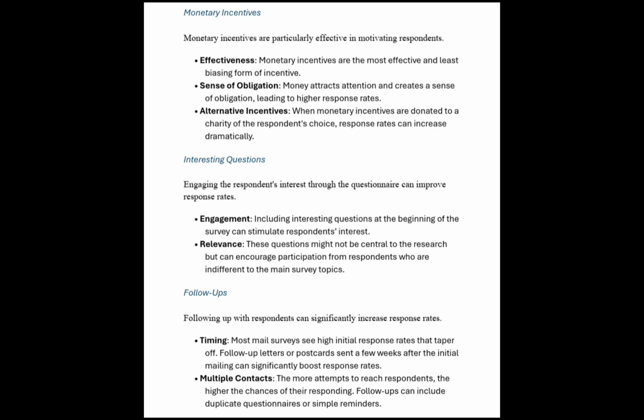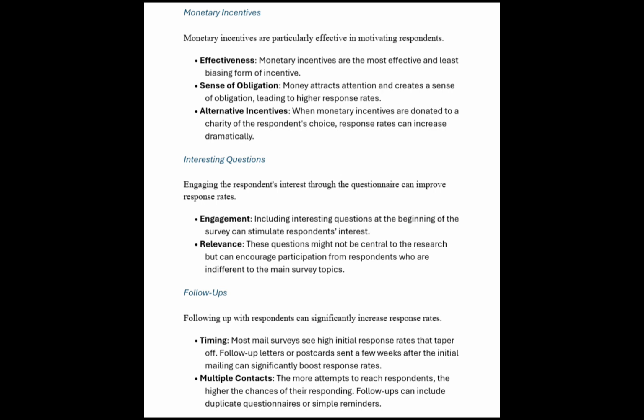Effectiveness. Monetary incentives are the most effective and least biasing form of incentive. Sense of obligation. Money attracts attention and creates a sense of obligation, leading to higher response rates. Alternative incentives. When monetary incentives are donated to a charity of the respondent's choice, response rates can increase dramatically.